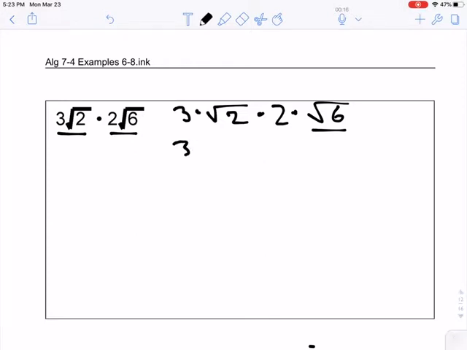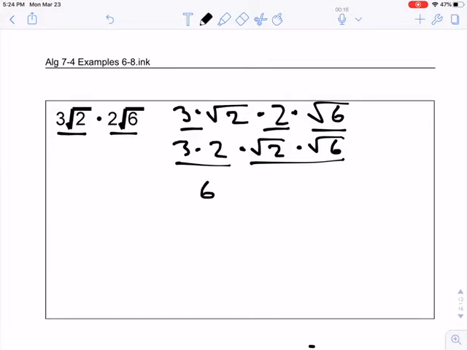So I'm going to think about it like this. It's 3 times 2. I'm going to put this and this next to each other right here, and then I'm going to put my radical signs next to each other, because I know how to multiply these two together and I know how to multiply my radical signs. So 3 times 2 is 6. And then we should remember that the square root of 2 times the square root of 6 is just the square root of 12.